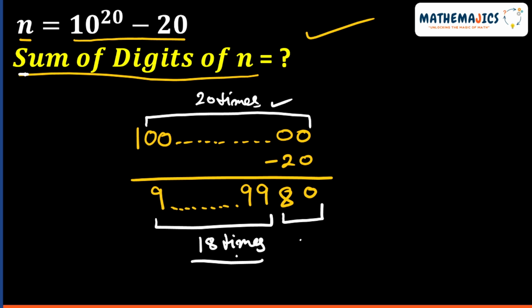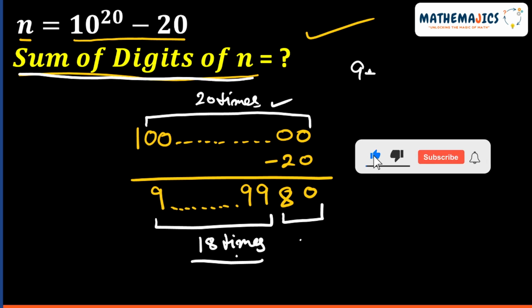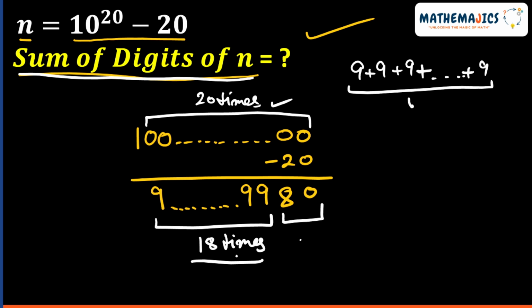So we need to find the sum of digits. Okay, so let's find the sum of digits. That means 9 plus 9 plus 9, how many times? We need it 18 times. Correct? So that means 9 times 18, which will give us 162.